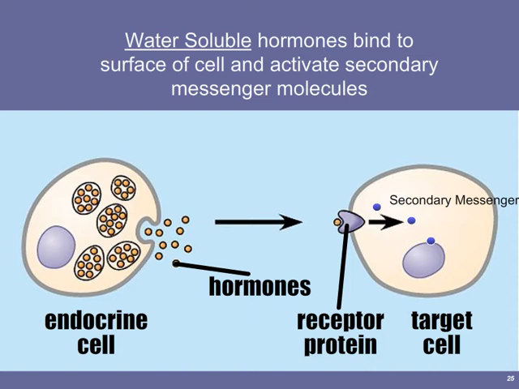Instead, it binds to a complementary receptor protein on the outside of the target cell. Once it binds to this receptor, a second messenger will be released on the back side of the receptor, which will travel towards the nucleus of the target cell and modify transcription and translation, thus modifying the cell's activity, similar to what we saw in the previous slide.